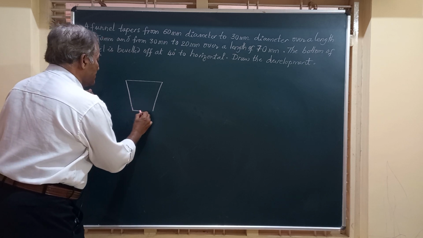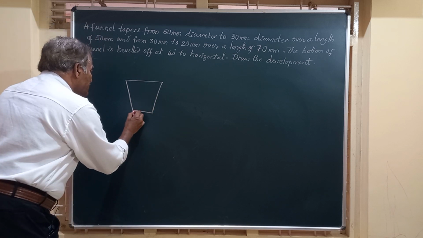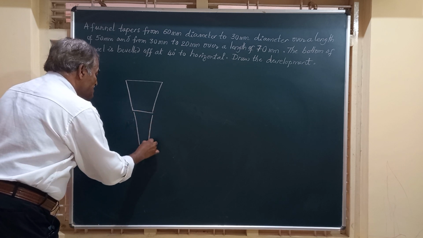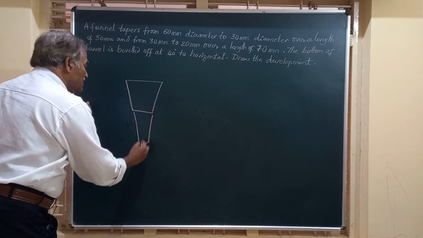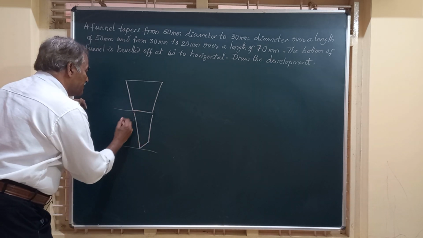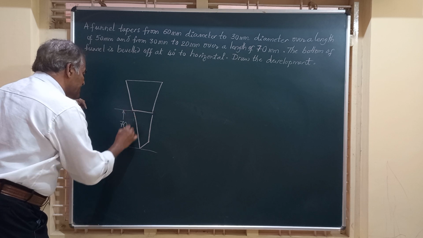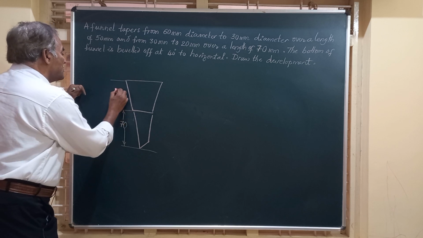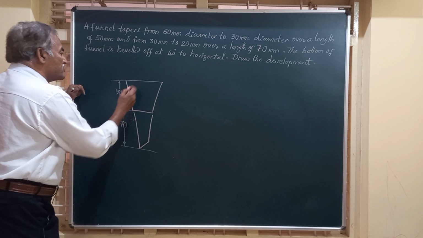This is the top part, which is cylindrical in nature, and again it is tapering down further over a length of 70 mm. They have given this length as 70 mm. So you have to read the problem carefully and get the values of all these recorded. This is 50 mm, and the diameters at these two ends are.